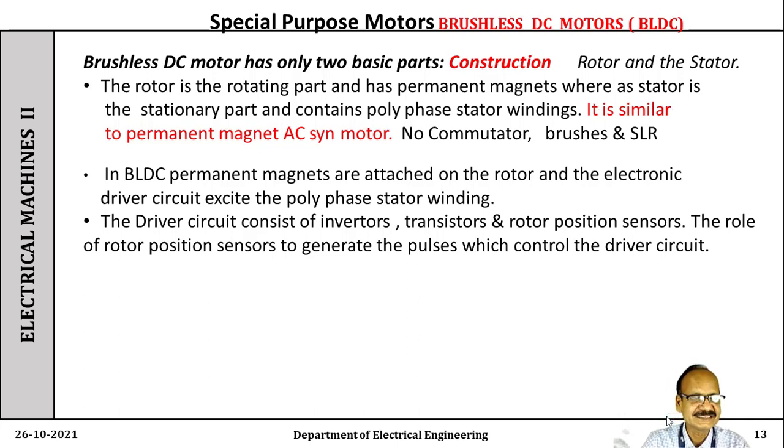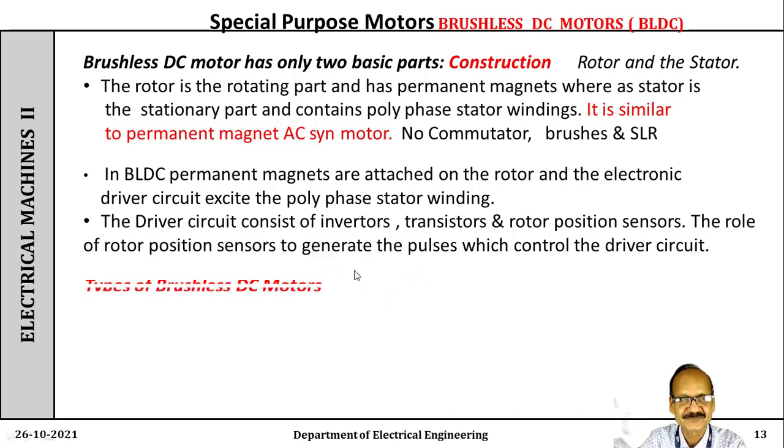Now in a BLDC motor, permanent magnets are attached on the rotor and an electronic driver circuit is used to excite the polyphase stator winding. The driver circuit consists of transistors, inverters and rotor position sensors. Generally the Hall effect is used for this. The role of the rotor position sensor is to generate the pulses which control the driver circuit.